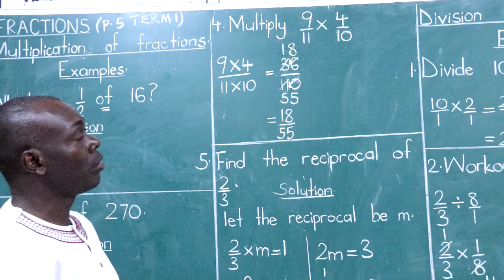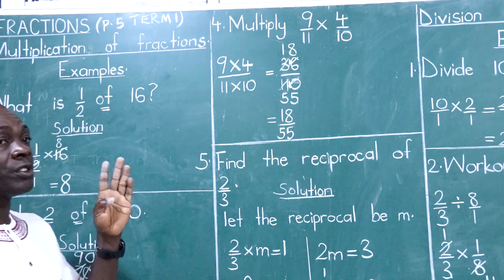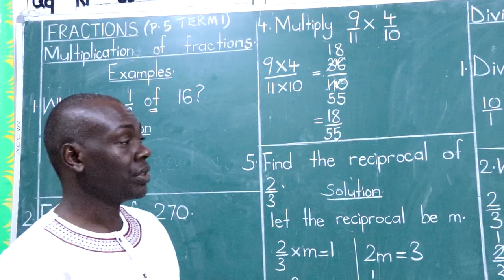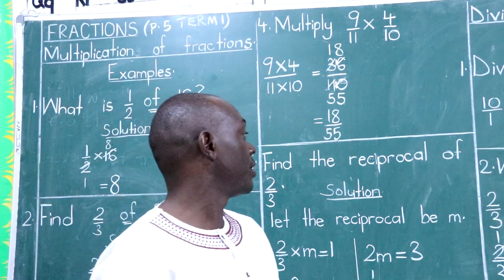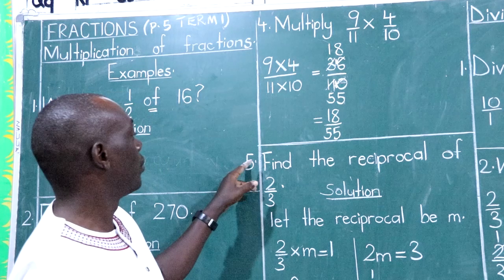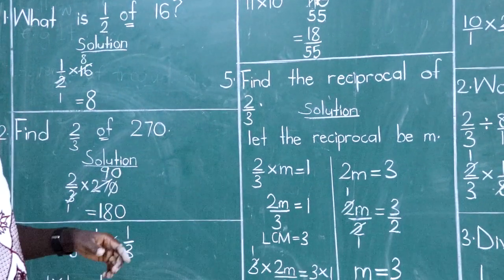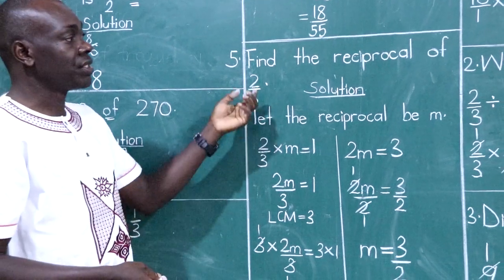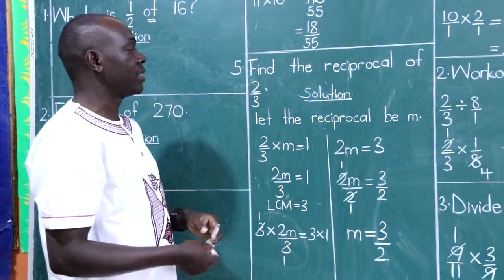Note that all fractions are reduced apart from 4 types of fractions. That is square, square root, probability, and reciprocal. Like we have reciprocal here in number 5. Number 5 reads, find the reciprocal of 2/3.